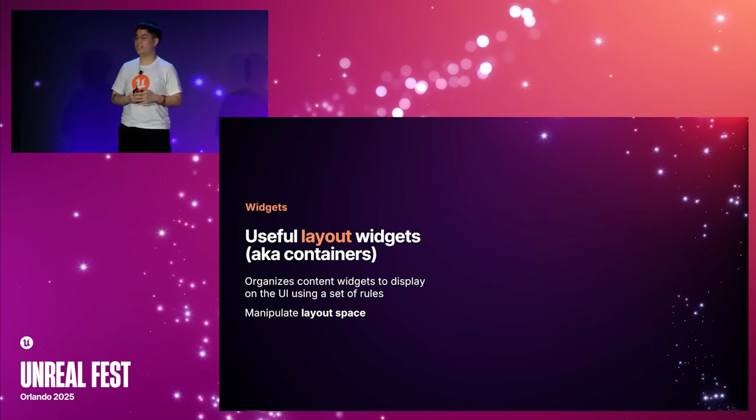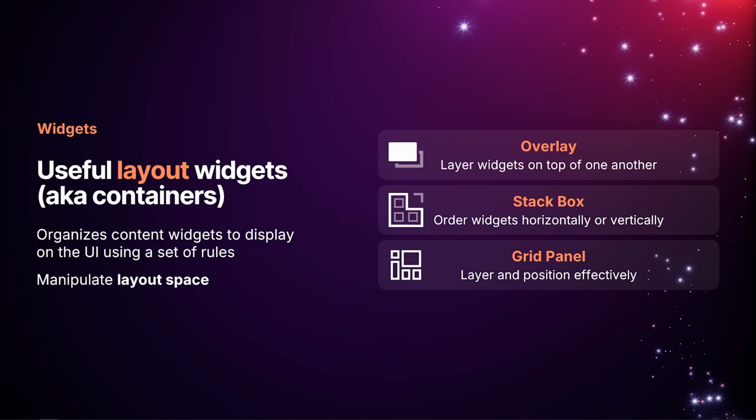While content widgets take up layout space, layout widgets manipulate layout space. So if my text block is taking up this amount of space, if I use a specific layout widget to manipulate it a bit, it can take up this amount of space, but my text is still this long. So that's essentially what layout widgets do for you. There's 3 really common layout widgets that everyone should know about when trying to get started in UMG, and that is the overlay, stack box, and grid panel.